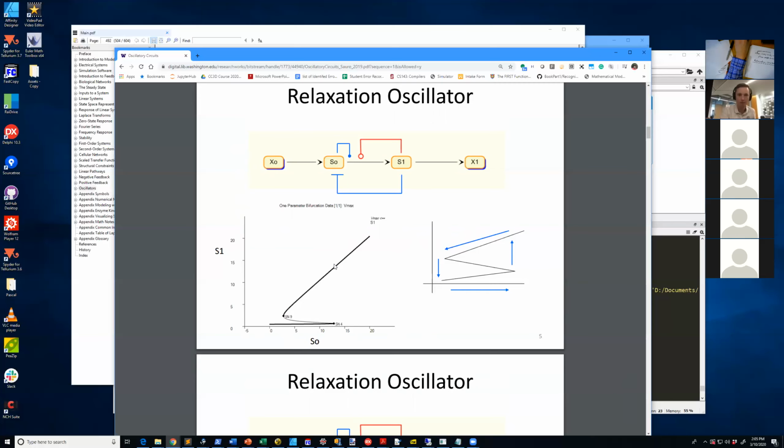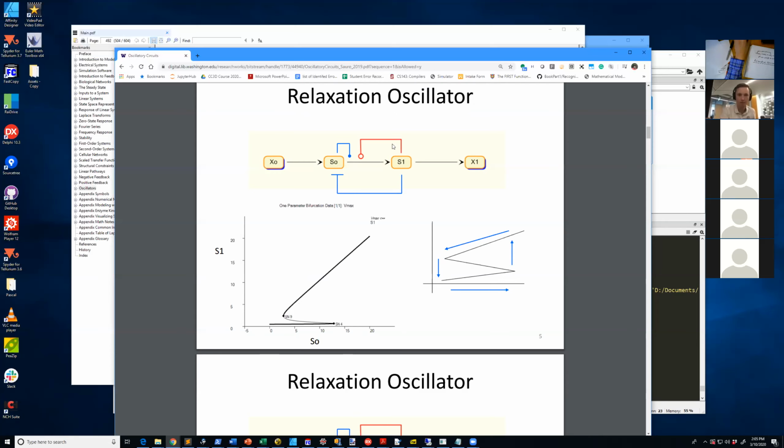Now, once it's in the high state, the rate is much higher. And because the rate is much higher, it consumes S0 faster, and so S0 starts to decline. And as it declines, it follows this black line here, then reaches this turning point, and flips to the low state, and we're back to square one again. And so this thing just goes round and round and round this bistable switch. And that's basically the relaxation oscillator, okay?